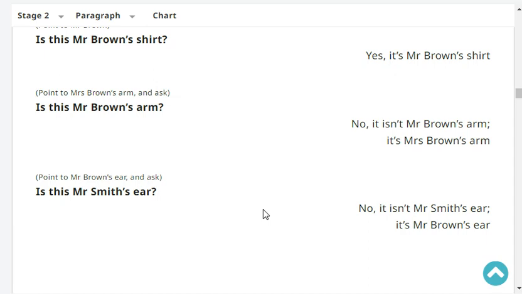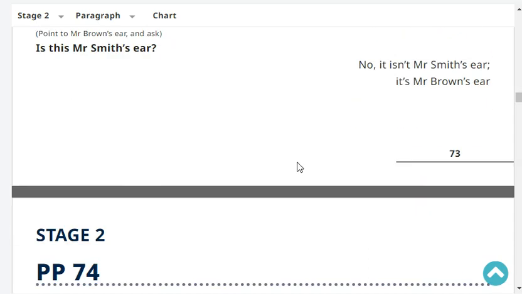Is this Mr. Smith's ear? No, it isn't Mr. Smith's ear. It's Mr. Brown's ear. Very good.